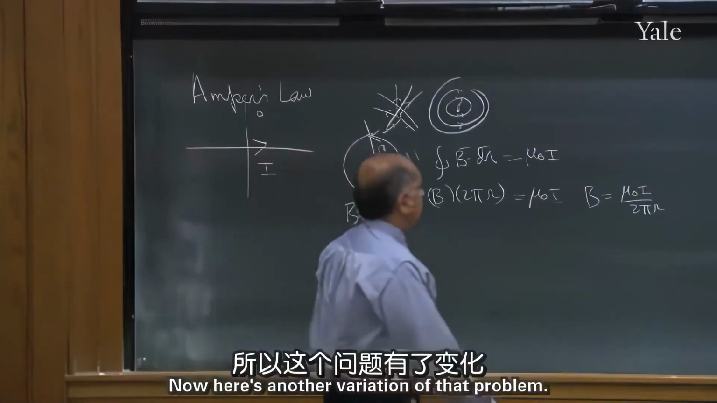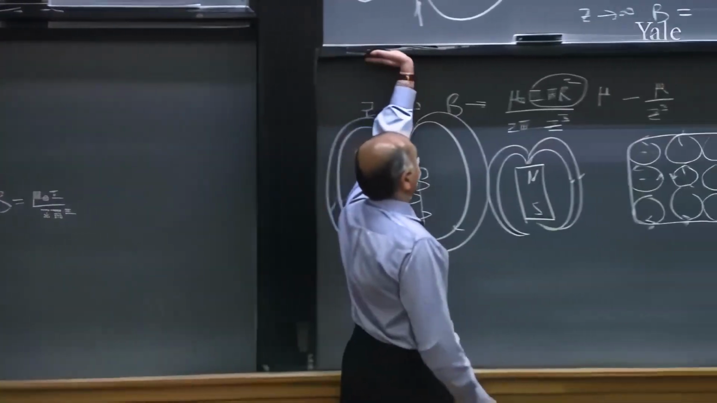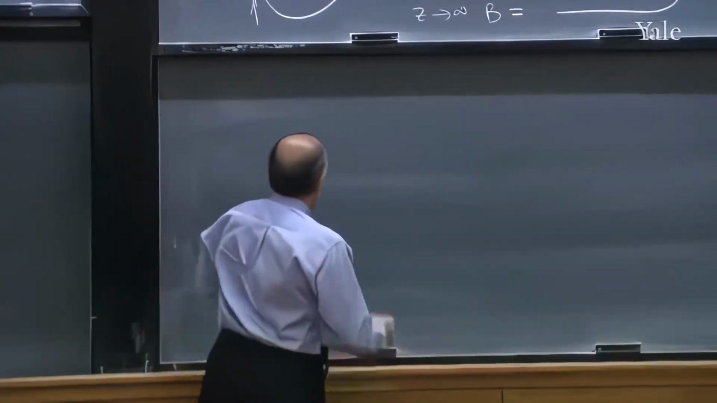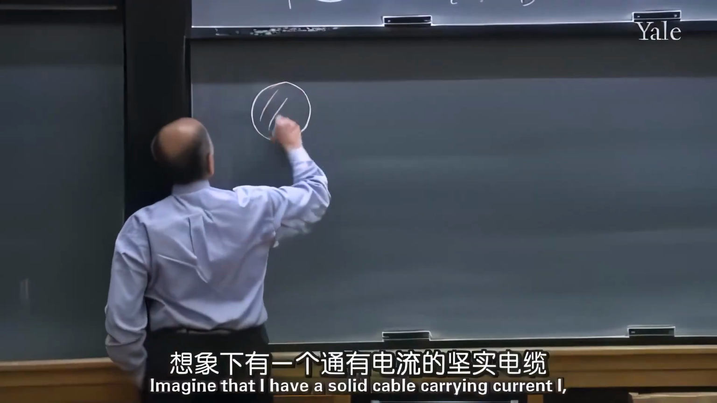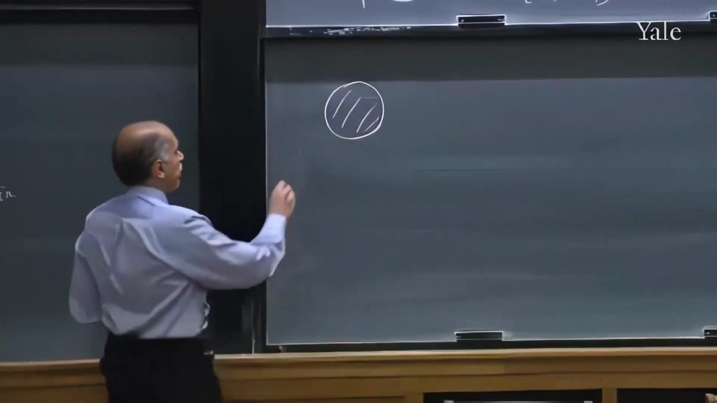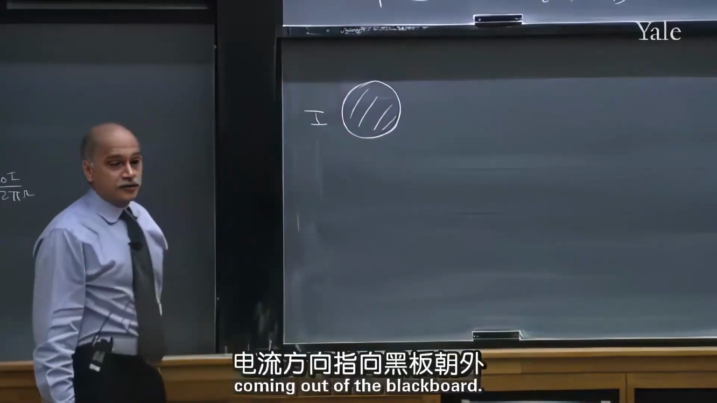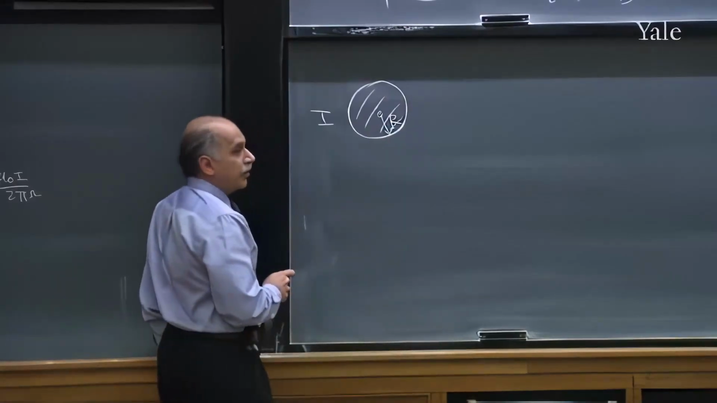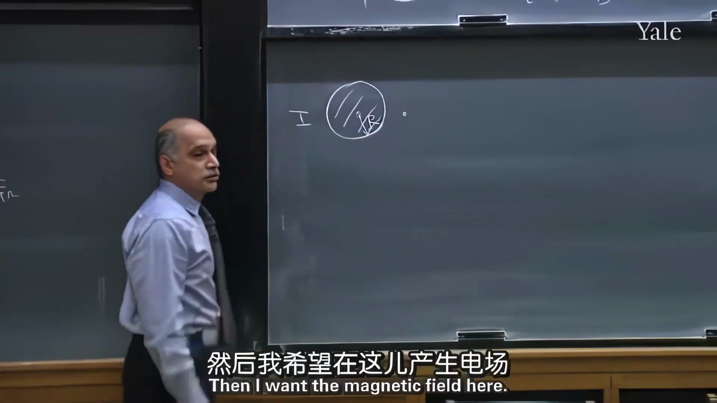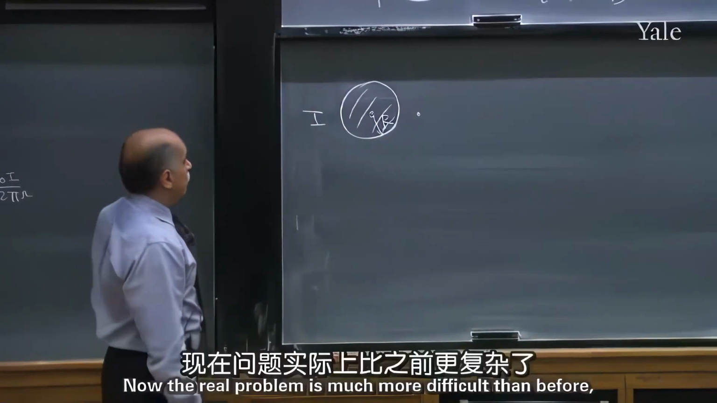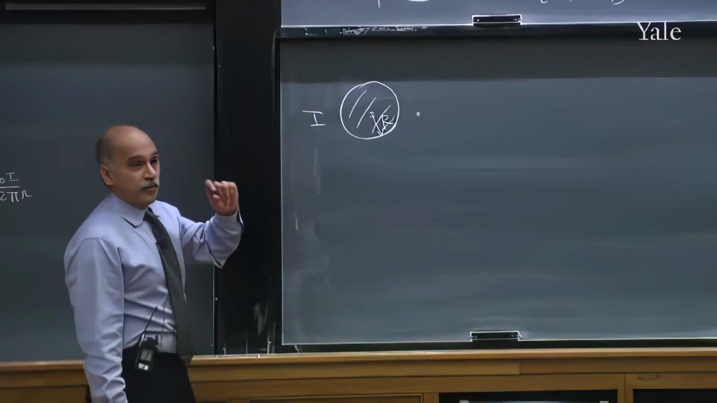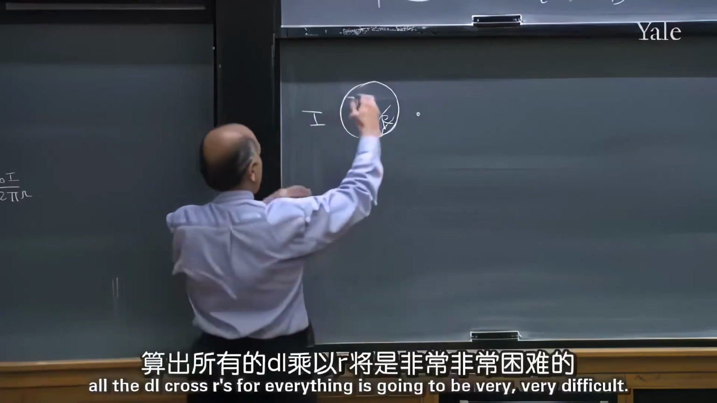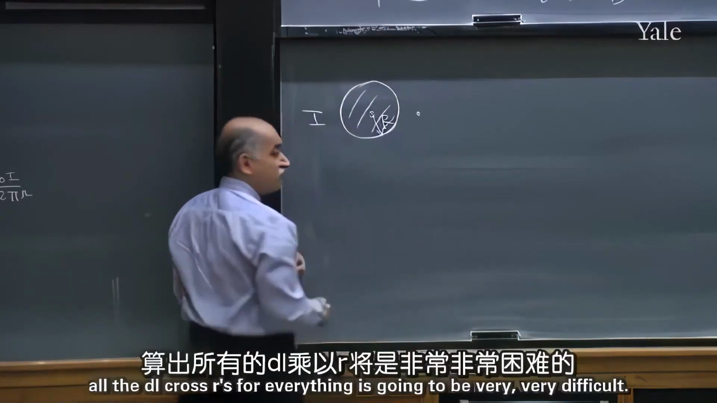Now, here's another variation of that problem. They all have analogs in electrostatics. Imagine that I have a solid cable carrying current I coming out of the blackboard. And let's say this cable has radius R. Then I want the magnetic field here. Now, the real problem is much more difficult than before, because there you had a single line, you could do the integral. If you have a blob, a cylindrical blob, to do all the dl cross r's for everything is going to be very, very difficult.